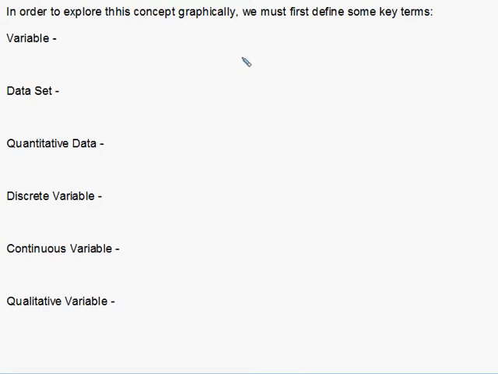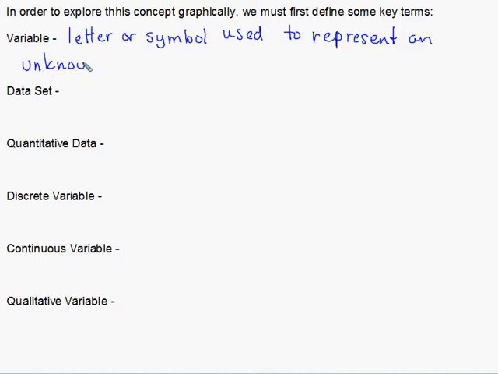We need to talk about things that, mostly you guys already know. Variable. A variable is a letter, generally, sometimes another symbol used to represent an unknown quantity. So any number we don't know, that's a W, not a U, can be represented by a variable.